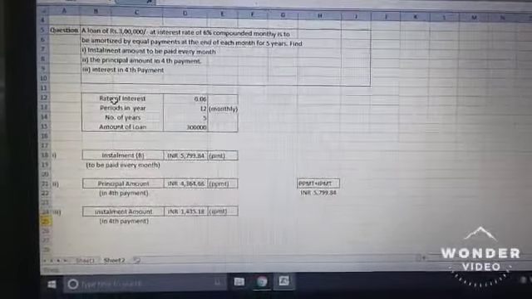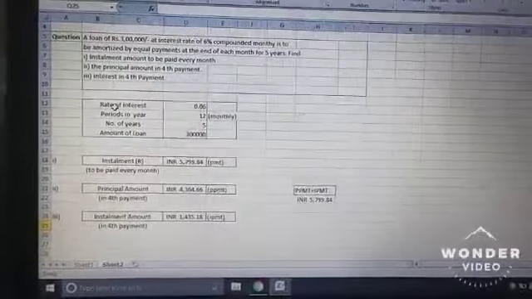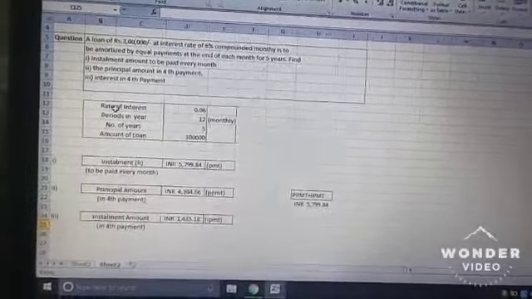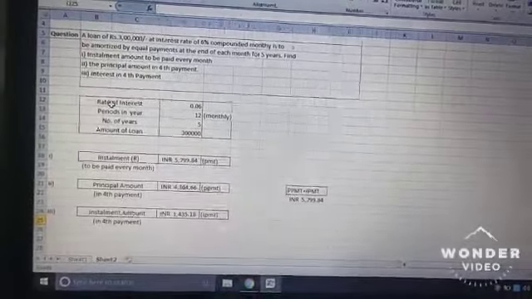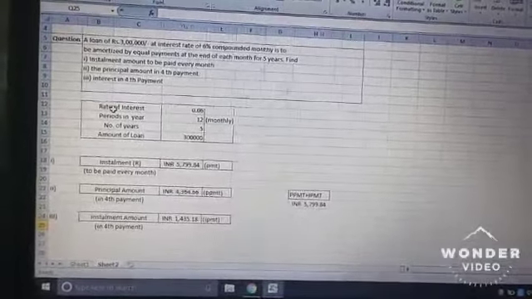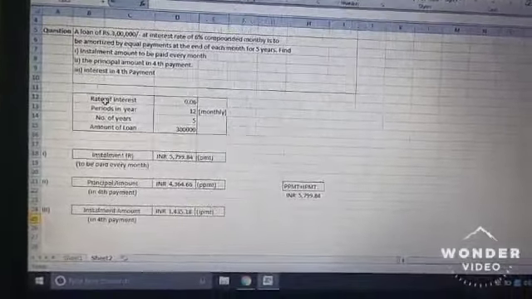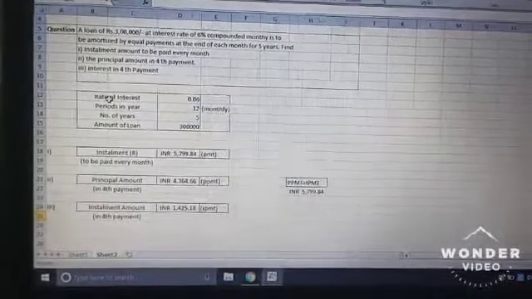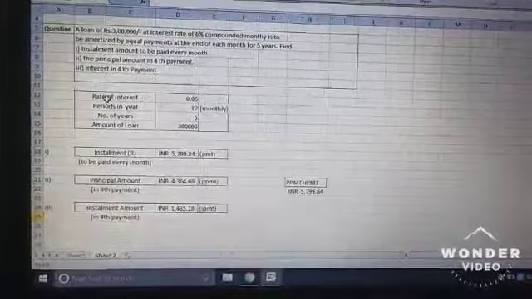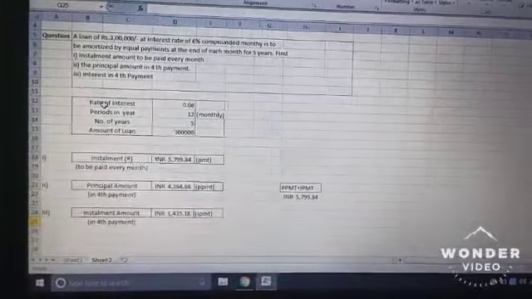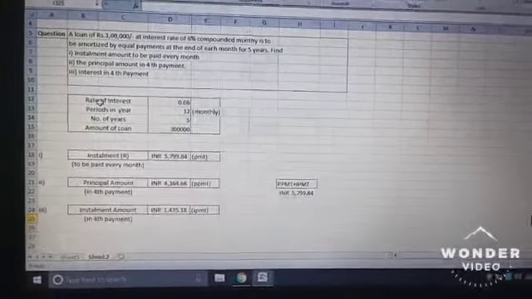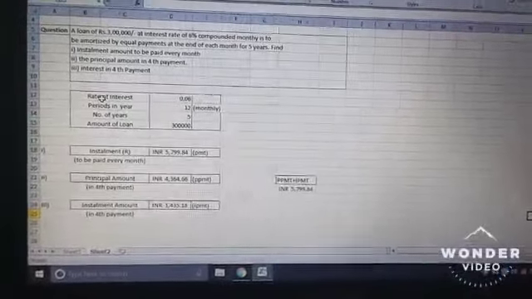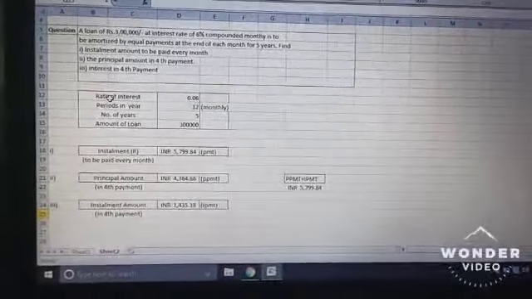Second, principal amount in fourth payment. And third, interest amount in fourth payment. Now, because these are equal payments and they are paid at the end of each month for 5 years, the total payments will be 12 into 5, which is 60. So there will be 60 equal payments with principal amount and interest amount differing every month.